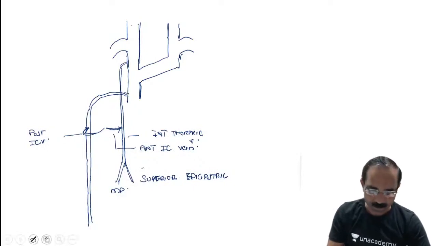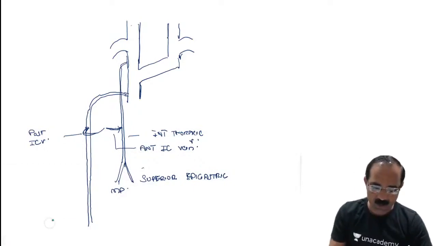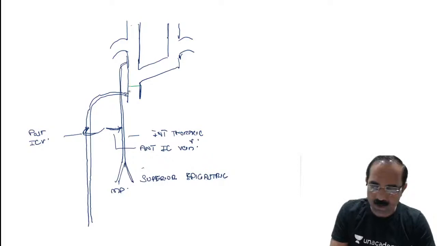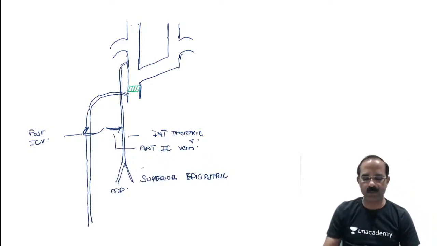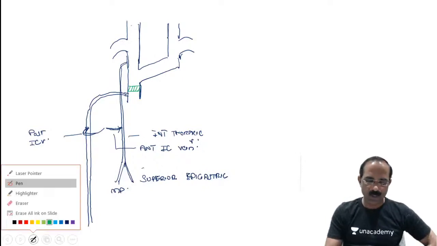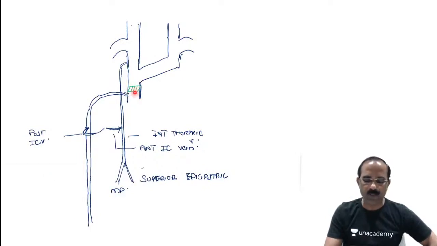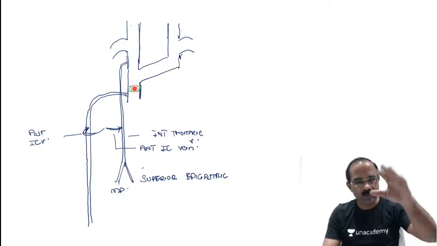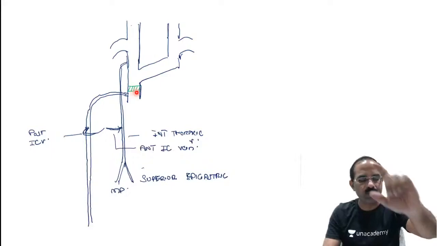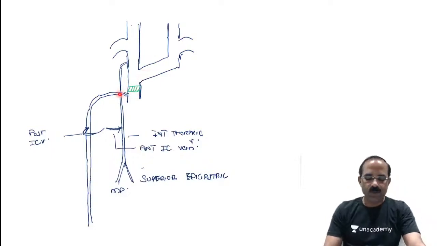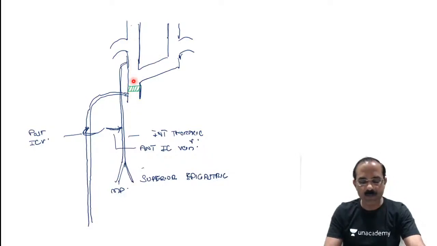Okay, I'll start now. Now, understand this. There is an obstruction to the SVC above the opening of the azygous vein. The obstruction is here. How will the blood flow now? Students, understand this first. I'll write this later. Don't write anything. There's an obstruction to the SVC above the opening of azygous. The blood cannot go down. Obstruction here, so the blood cannot go down.